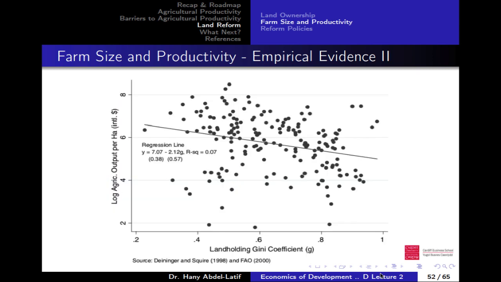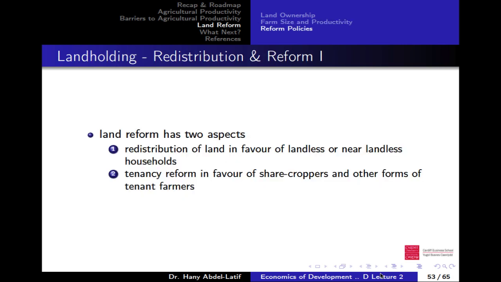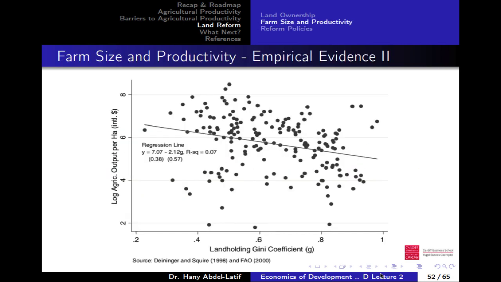This is another paper, 1998, and there's another report, 2000. Both show something very similar. So you have here the output and you have here the landholding Gini coefficient, and there's some sort of inverse relationship. Okay, so what is the story here? What this story is trying to tell us is that because you have these large farms, productivity is low. Okay, so what to do? Then you need to reform.